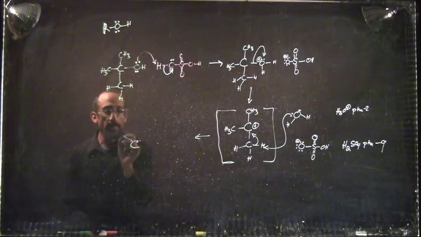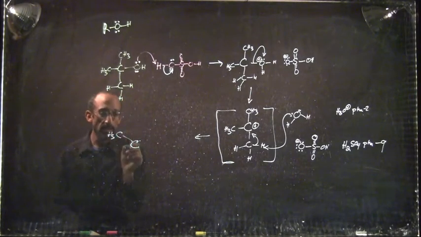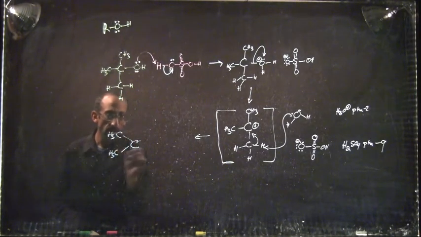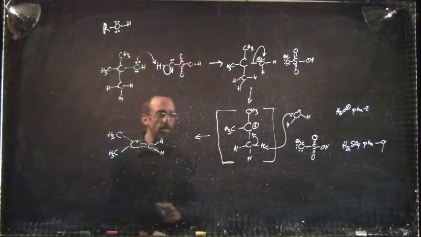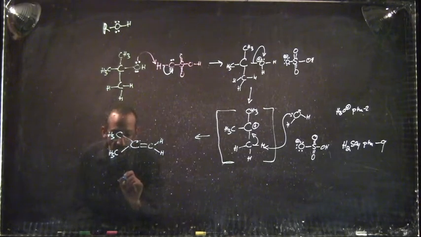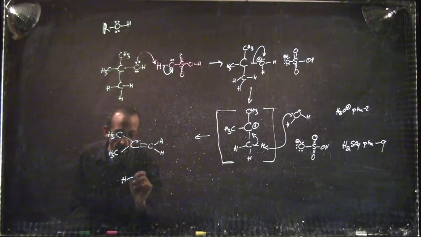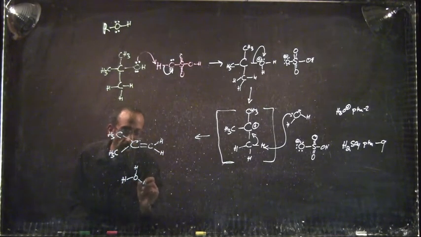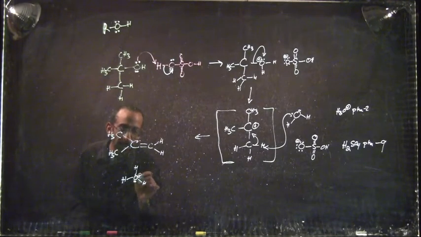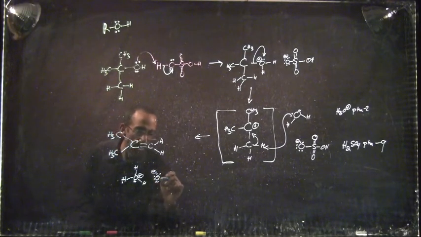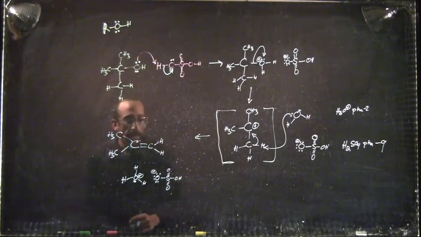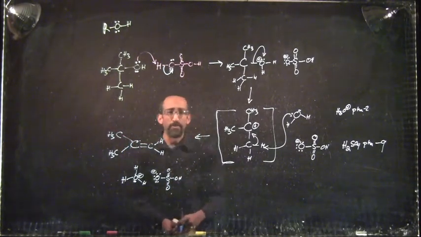So here now is my alkene. I have formed a di-substituted alkene, and I have regenerated one molecule of acid. This time my acid is H3O+, but it has balanced out that positive charge with sulfuric acid's conjugate base, which showed up for us after our first step.